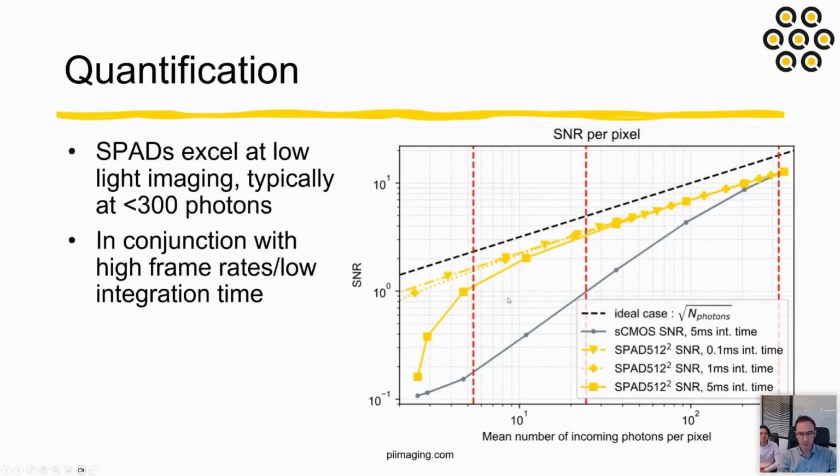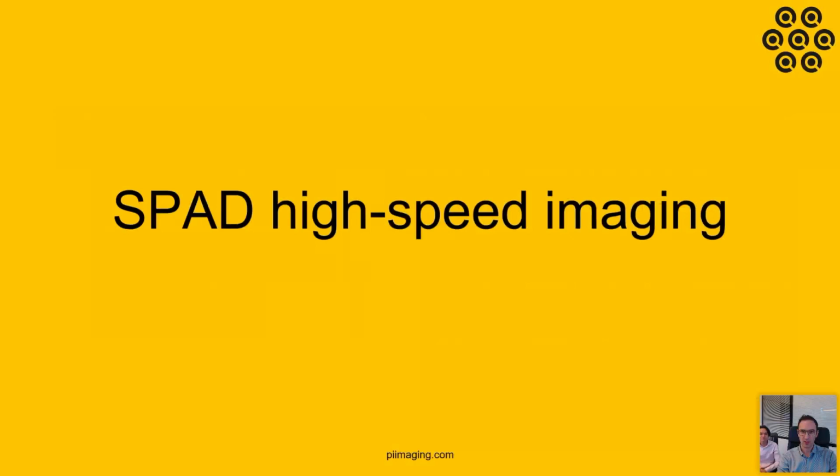And this is also important in conjunction with the fact that we do want to operate the SPAD at the highest frame rate or short integration time. However, even with relatively long exposure times, you can see that the signal-to-noise ratio of scientific CMOS camera is significantly lower at less than 100 photons impinging.